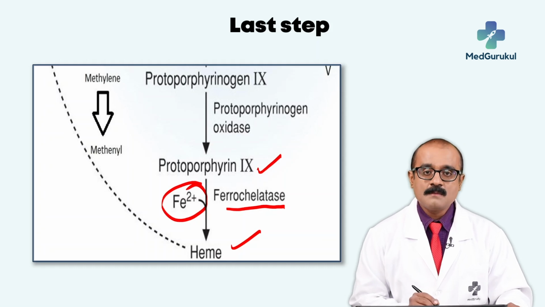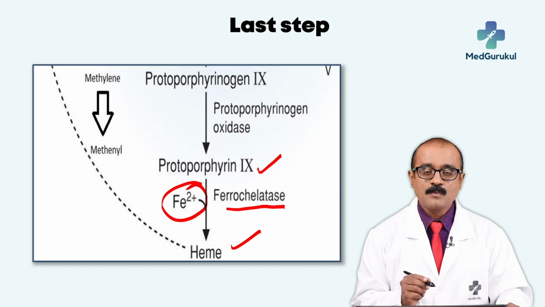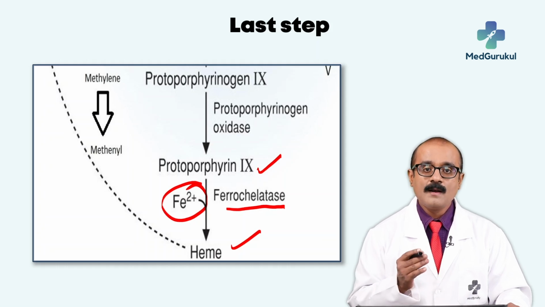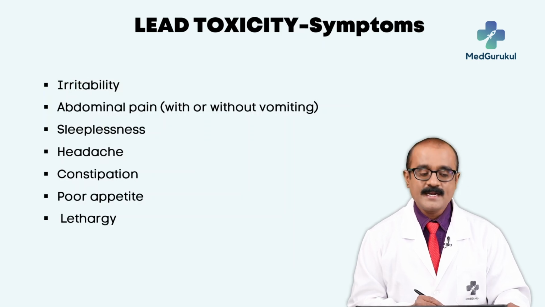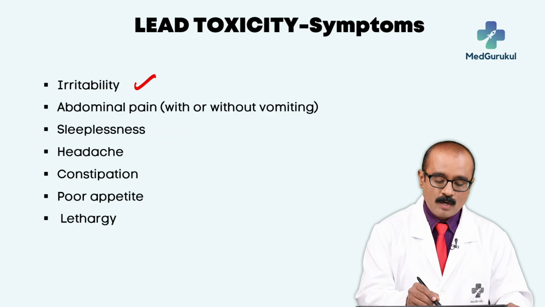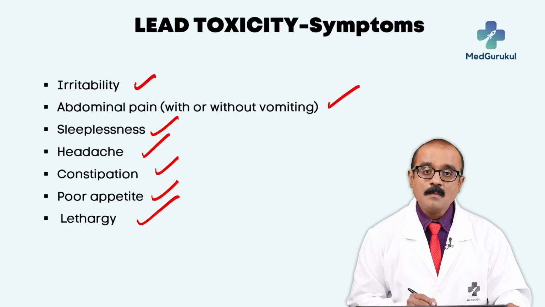Because of this absence, anemia is the most common symptom seen in lead poisoning. So in any porphyria, if anemia is seen, you can rule out the congenital type, and it is most probably lead toxicity, that is, the acquired porphyria. Lead toxicity has a wide variety of symptoms: irritability, abdominal pain, sleeplessness, headache, constipation, poor appetite as well as lethargy. These are some of the commonest symptoms seen in lead toxicity.